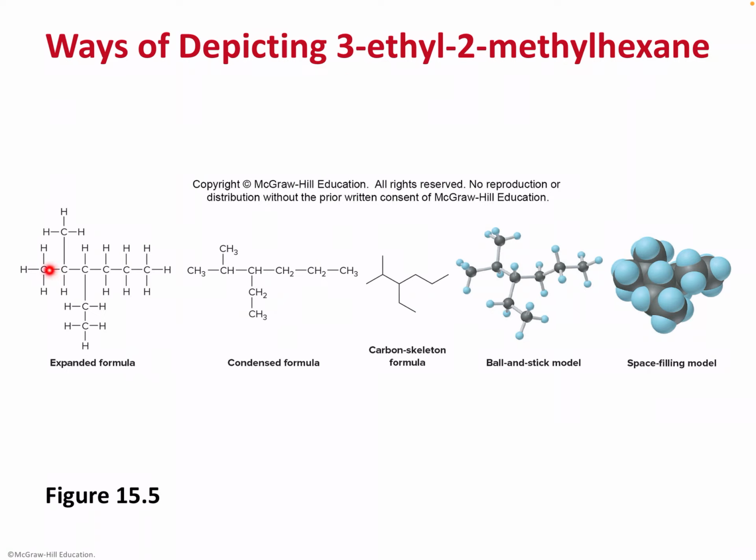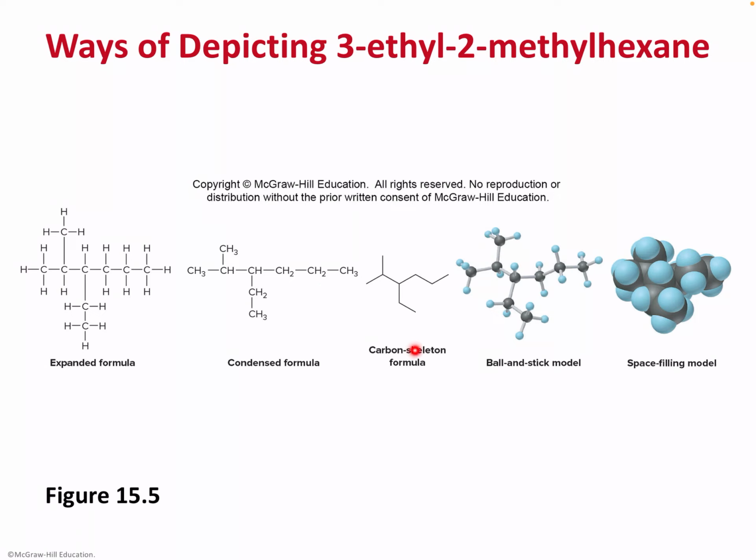You can see each carbon has 4 bonds and they are connected to hydrogen. So it's the expanded form. To simplify, you can write the condensed formula, where instead of showing these bonds, you write carbon with 3 hydrogens, CH3, bonded to another carbon. This carbon has a H, this hydrogen, and CH3. And the third carbon has a hydrogen and CH2, CH3, like that, condensed formula.